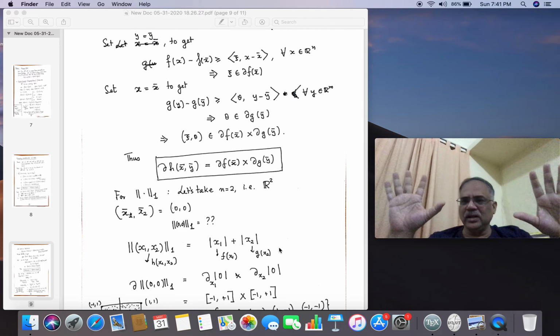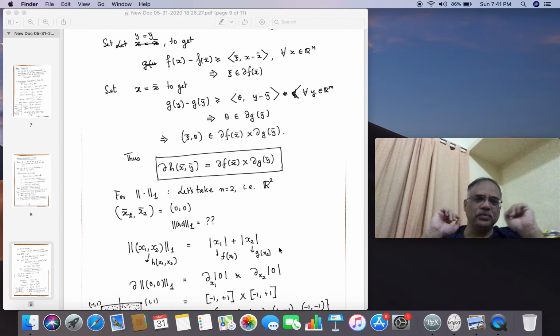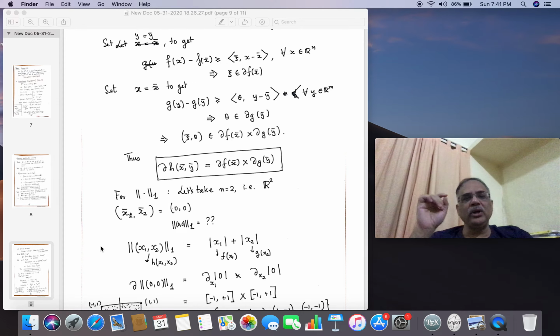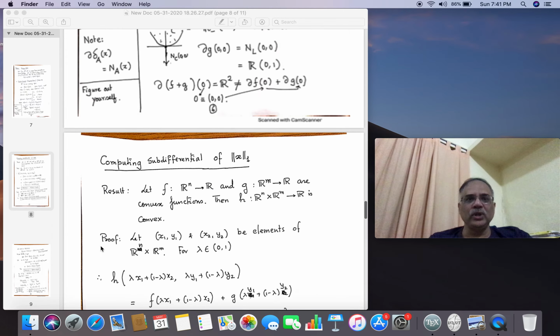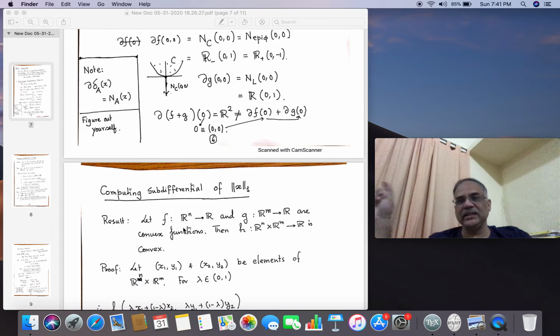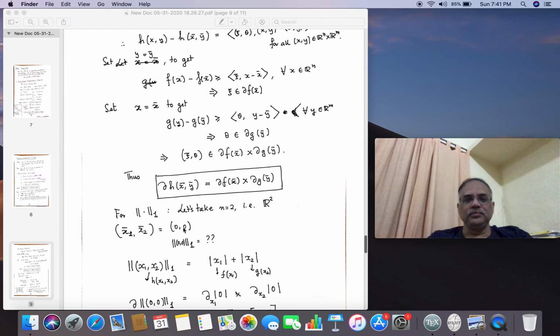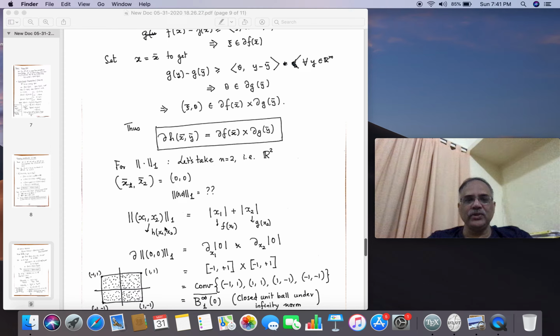So let us just look at the things in R2, n equal to 2. We are not going to get into any details. Here the L1 norm, norm x1, means that if x1, x2, dot dot dot, xn is a vector in Rn, then norm x1 is modulus of x1 plus modulus of x2 plus dot dot dot modulus of xn, the sum of the absolute values of xi, summation mod xi, i from 1 to n. So here the norm 1 of (x1, x2) is mod x1 plus mod x2. Now this can be viewed as h of x1, x2, which is f of x1 plus g of x2.